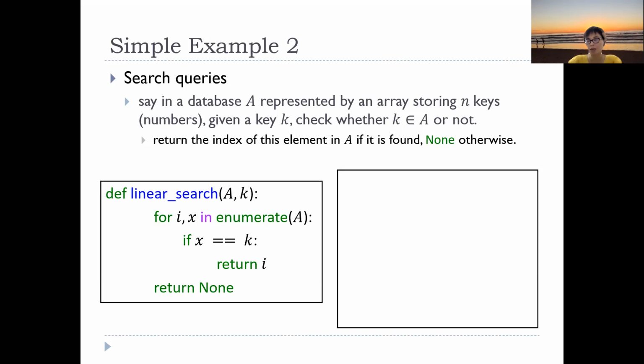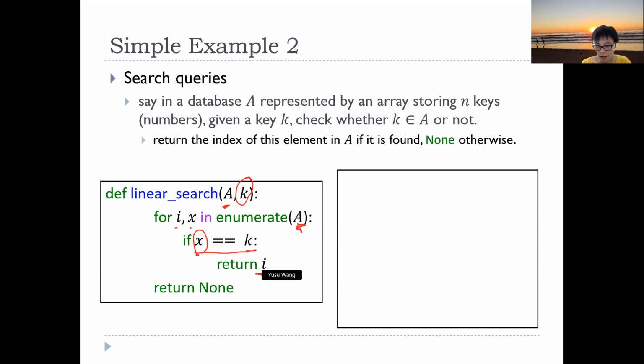Very often this database can be represented as an array. So in this case, we have the array representing the database. Now, what do we do? The input is an array and the key that we're going to search for. What we do is go through every element in A. So x is every element in A, and i is its index, basically i equal to 0, 1, 2, 3, up to n minus 1, if n is the size of the array. And if it turns out that this element equals the key we're looking for, we immediately return the index.